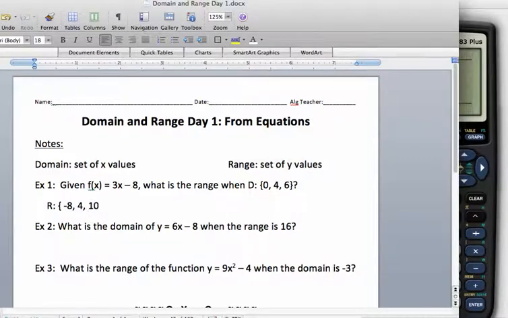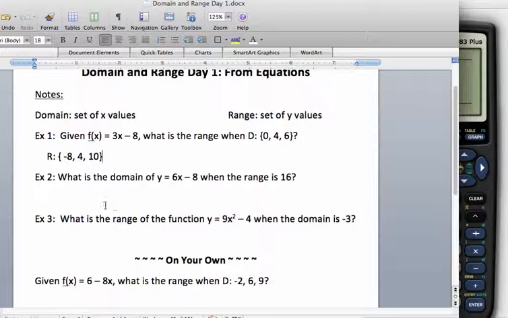Now, the thing to know about this is that we always need to put it from least to greatest. So, for example, if my answers were like 6, 0, negative 2, you'd have to reorder them from least to greatest. But this is already done. So easy peasy, that one's done. Okay? Number 2, this one's a little different. You can put a little star by it if you want to.